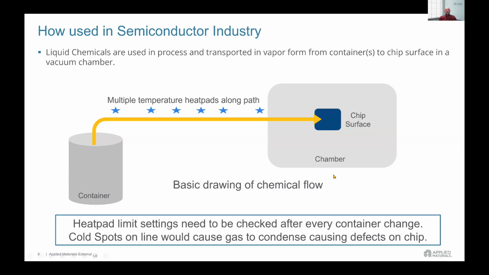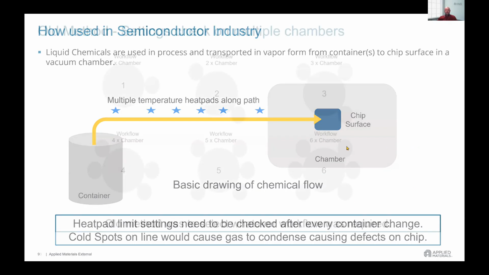So the heat pad limit settings need to be checked after every container change. Cold spots on the line, as I said, could cause a gas to condense, causing defects on the chip. A gas that is cooled condenses and is back in liquid form. It may dry out, come back in solid form, and deposit on the chip and cause an issue.